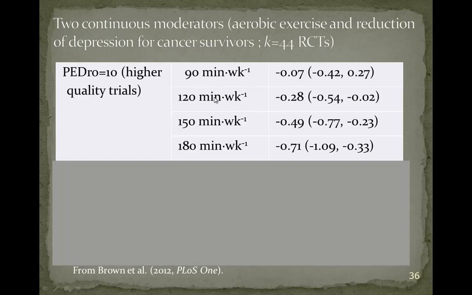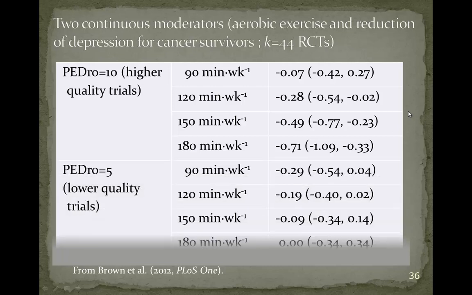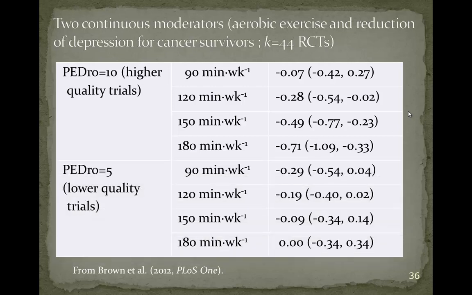But if you get up to 120 minutes a week, 2 hours, you get a small effect size and it's significant. No more 0 in that confidence interval. And it grows as you go up to more exercise. So that's higher quality trials. And then if you look at lower quality trials, you've got no dose response function at all. In fact, exercise has no significant impact evident at any of those levels of exercise. So the dose response functions are appearing only for the higher quality trials. So things are getting clearer. And these are all estimates that were produced with the moving constant technique.